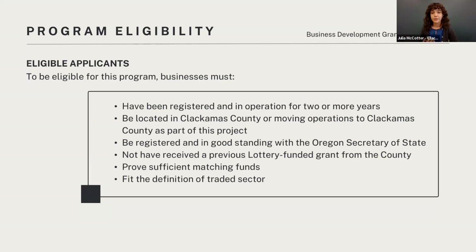Now, additionally, this program offers one-time funding. So if you've been funded by lottery dollars through Clackamas County before, then you are not eligible for funding in this cycle. You also must prove that you have sufficient available matching funds. This grant program requires that your business spend at least as many dollars on your project as grant dollars are being received. So, one-to-one match: for every grant dollar you receive, you also need to spend an additional dollar of your business's money, whatever the source of that money is. Put another way, this grant can only pay for 50% of your total project costs.